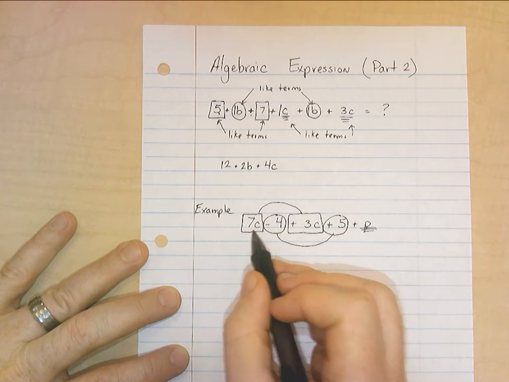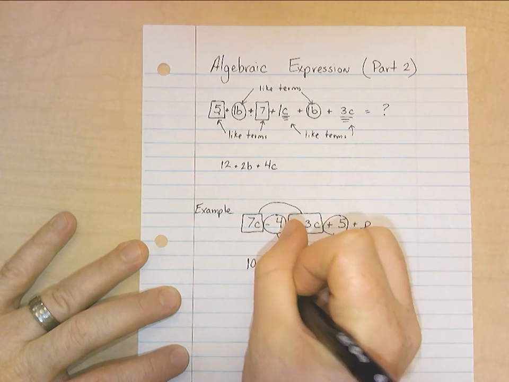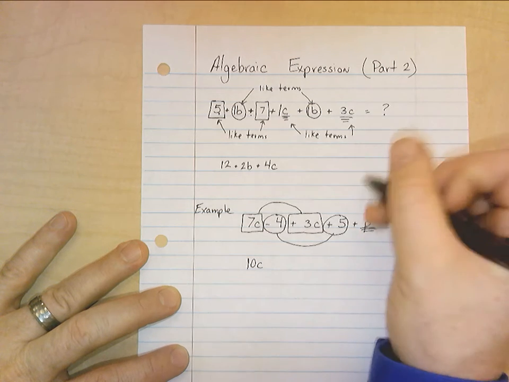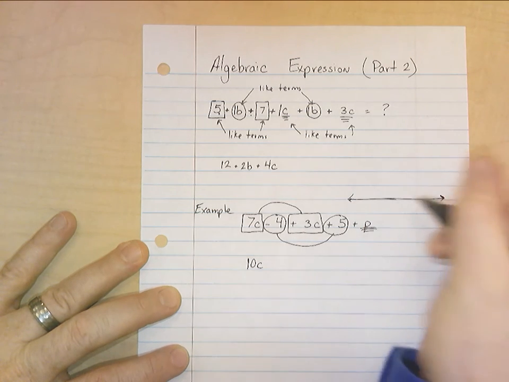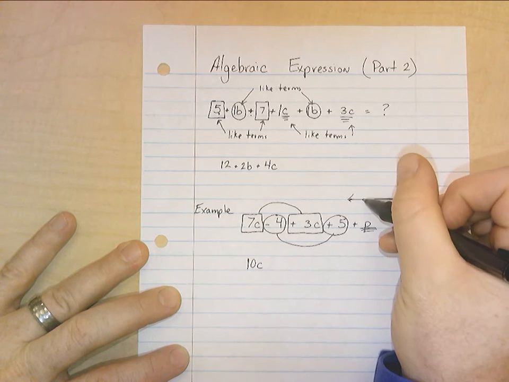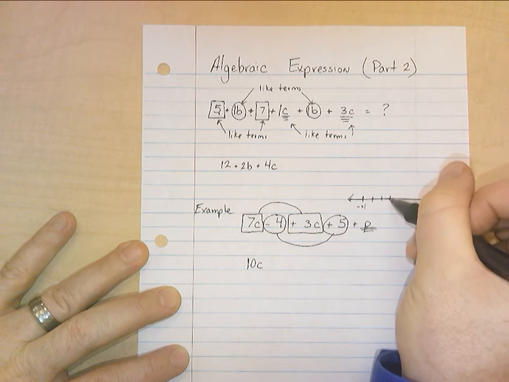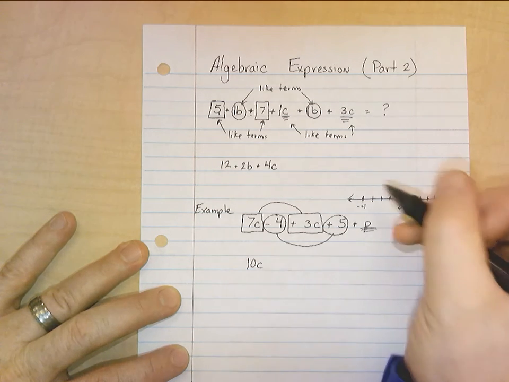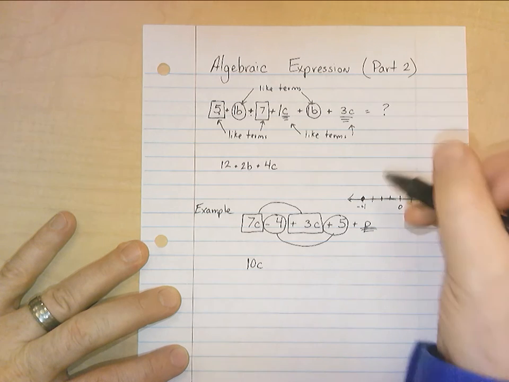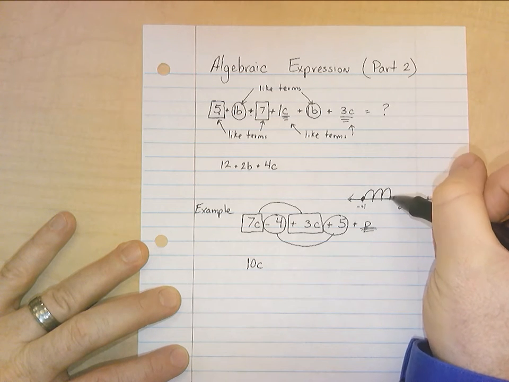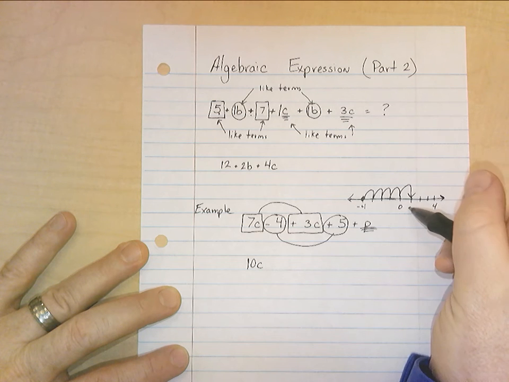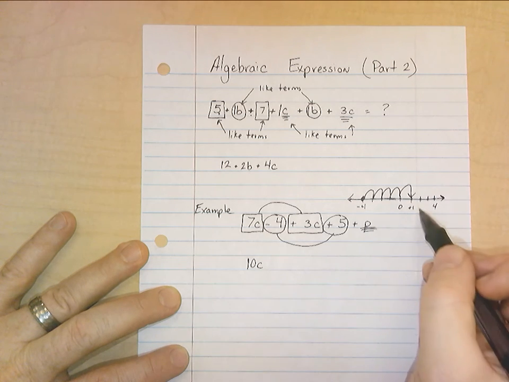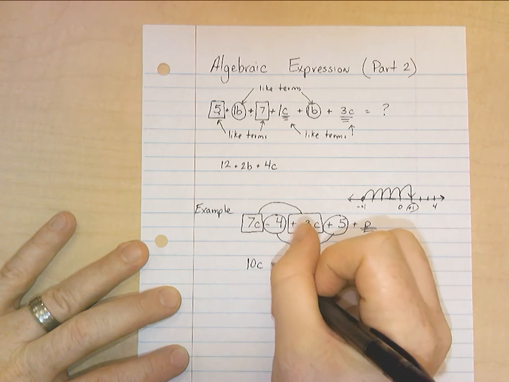So 7C plus 3C is going to be 10C. Negative 4 plus 5. Can't really add those because one's negative, one's positive, right? If you think about a number line, you start at negative 4, right? 3, 2, 1, 0, 1, 2, 3, 4, positive 4. If you start at negative 4 and you add 5, you're going to go to the right 5 times. 1, 2, 3, 4, 5. You end up at positive 1. So that's another way of thinking about it. So this is going to be plus 1 or positive 1.